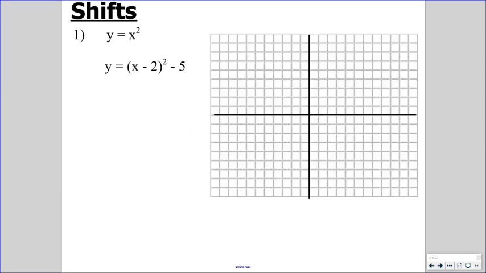So we want to graph the parent function and then also the shift. I'm going to do these in different colors. On your homework, I ask that you do one with a solid line and one with a dotted line. So usually I'll graph the parent function with a dotted line and then the transformed function with a solid line. So y is equal to x squared. This is our parent function.